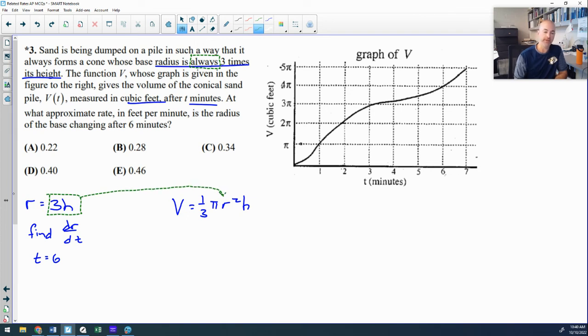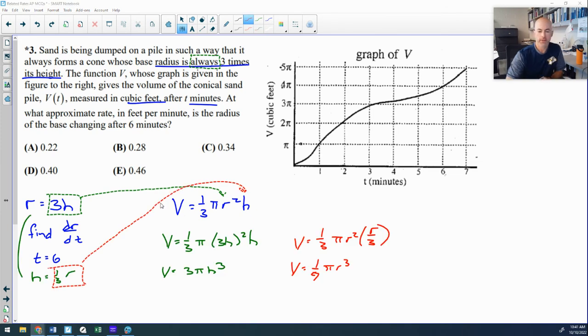That means I can take this relationship and I can substitute 3h in for r, or I could substitute a different way. I could solve for h and plug in r over 3 for the h. And so let's look at what we get when we make those two substitutions. So here's what we can have. I can either plug in the 3h for the r, and if I do, I end up with a volume formula of 3 pi h cubed, or I could solve for h. h is 1/3 r, and if I plug that in for my h, I ultimately end up with volume being 1/9 pi r cubed. Both of these volume formulas are significantly easier to differentiate than the original.